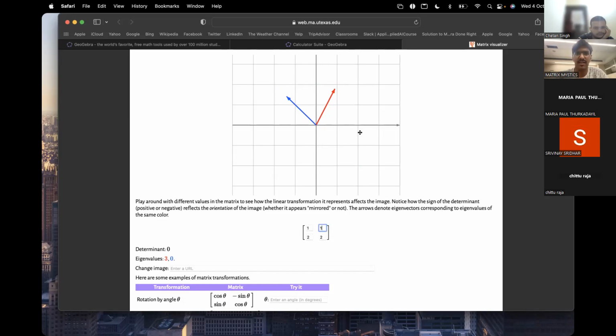Exactly. So now what is happening? The image is squished. Why do you think the image is squished? By squished, you mean that it's restricted to that direction alone? Is that what you mean? Yeah. One dimension has been lost completely. It's all in that one.